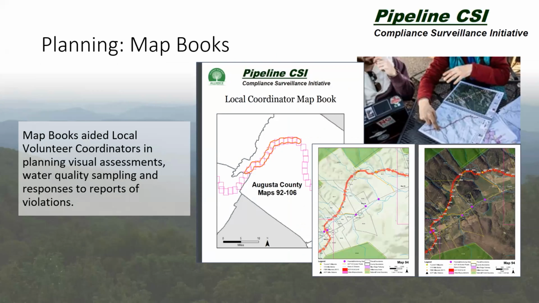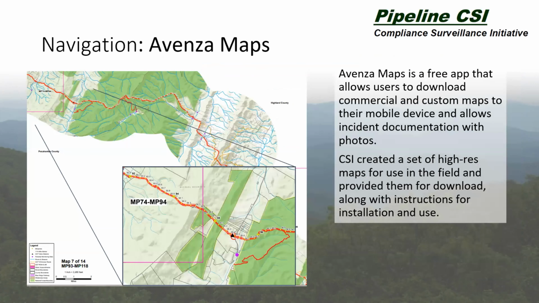As I mentioned, local coordinators had to coordinate people's actions in their local community. So we made map books for all of them, tried to keep it to less than 30 or 40 maps per group. Next, for navigation in the field, we used Avenza maps and custom high-res maps that we made. Avenza is a free app you can download to your phone and download commercial or custom maps and document things with photos, which was useful for us.